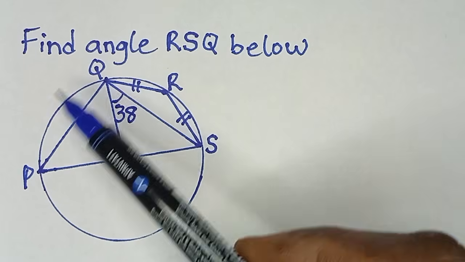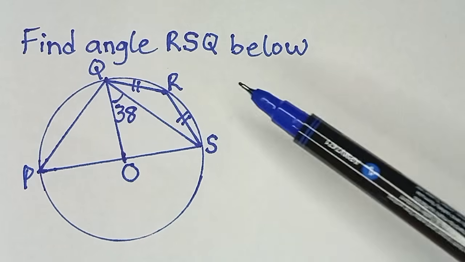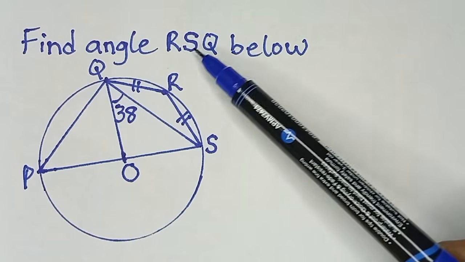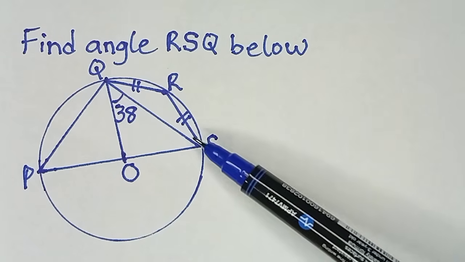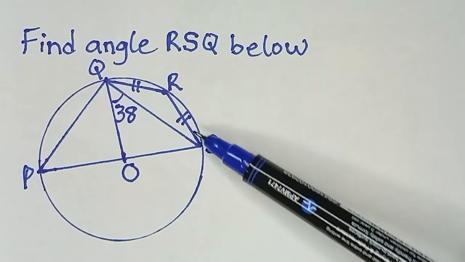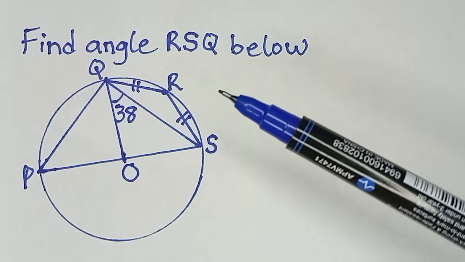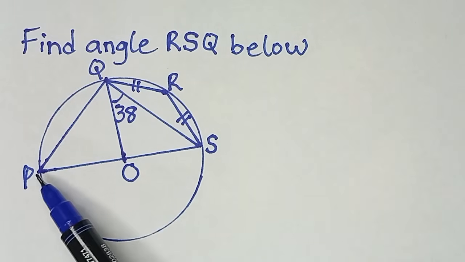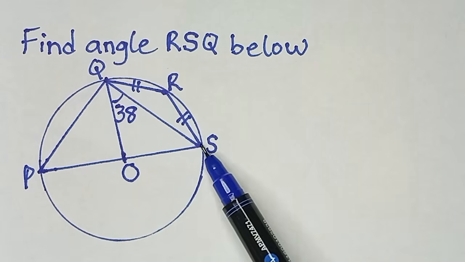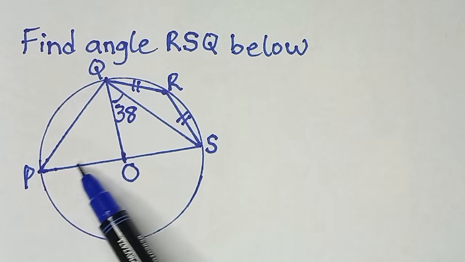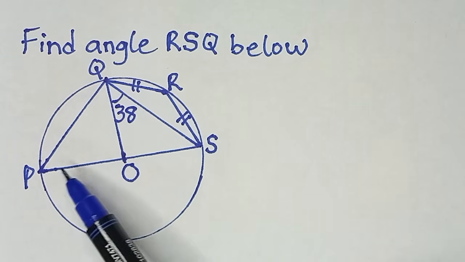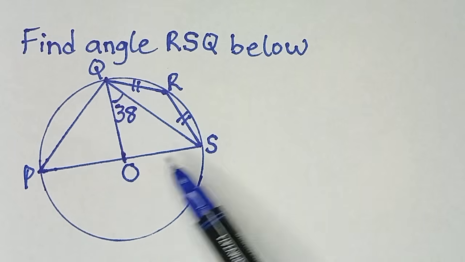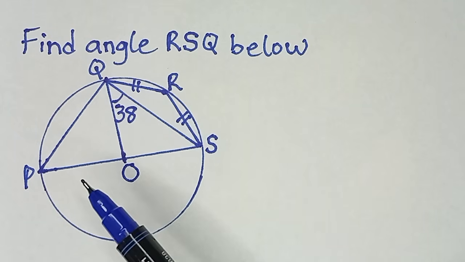In this circle geometry question, for us to find angle RSQ, which is this small angle here, what we need to look at first is this diameter line PS, a line passing through the center of the circle. A straight line passing through the center of the circle is a diameter line.